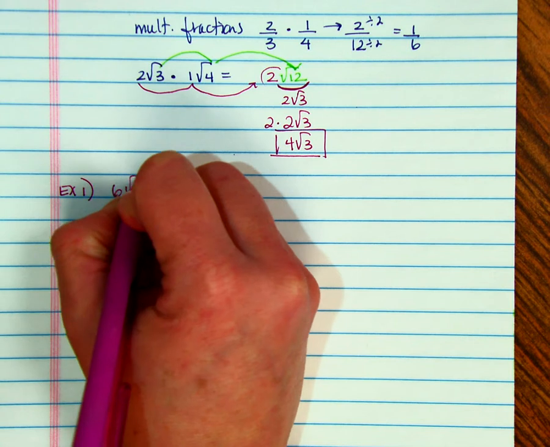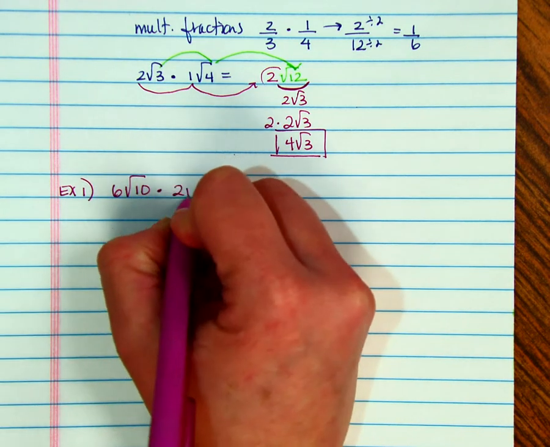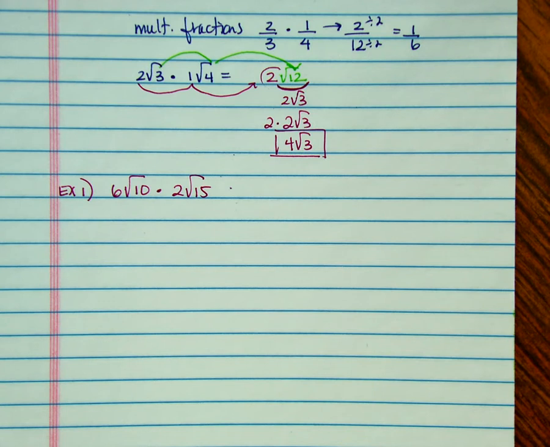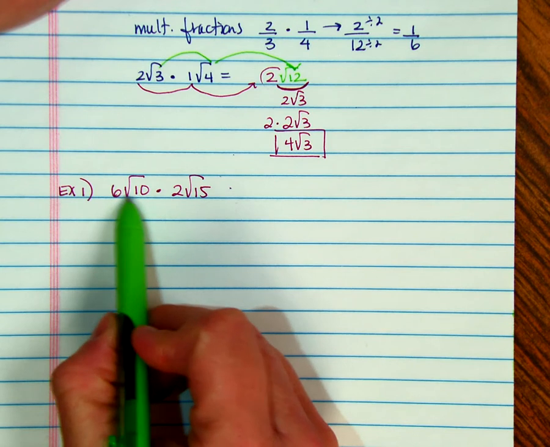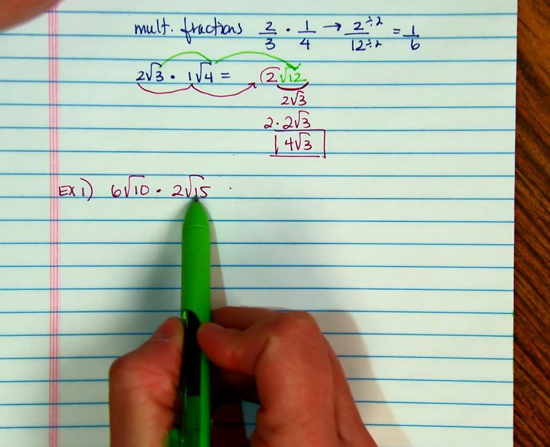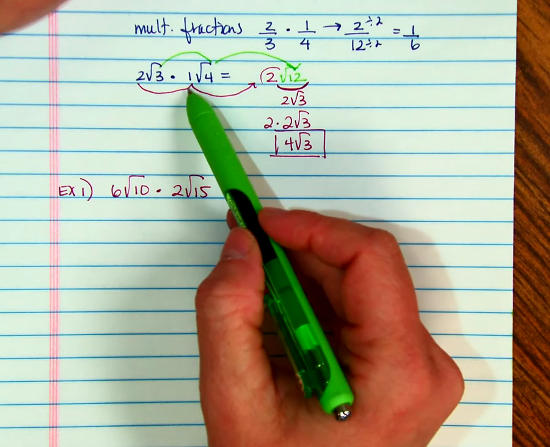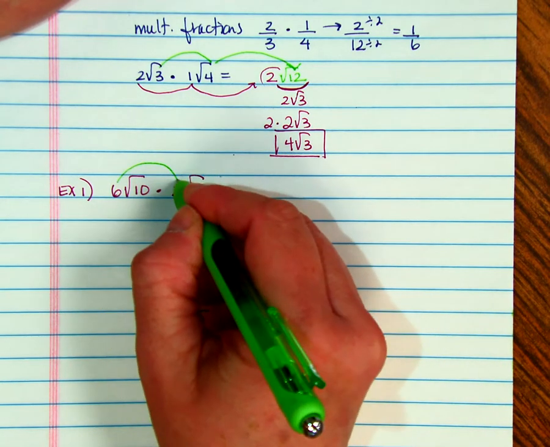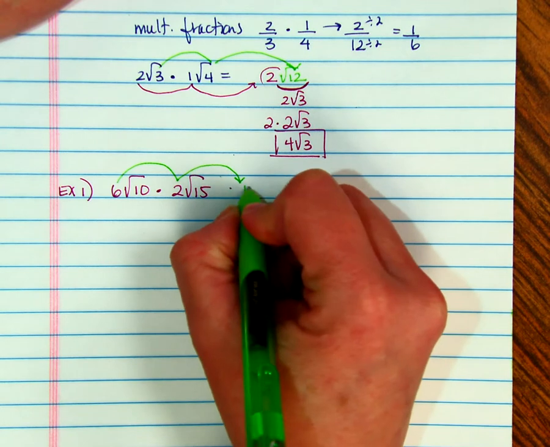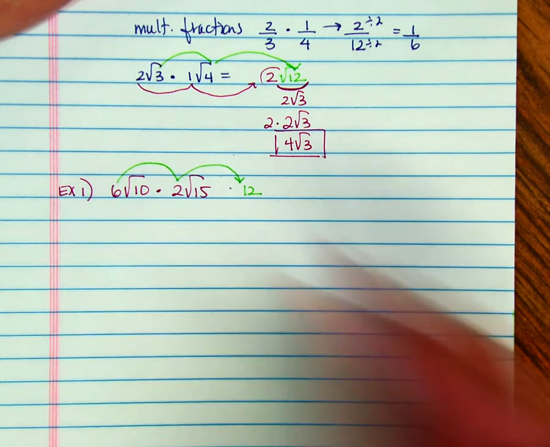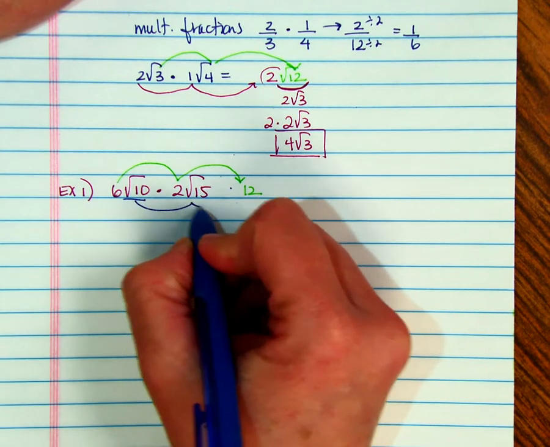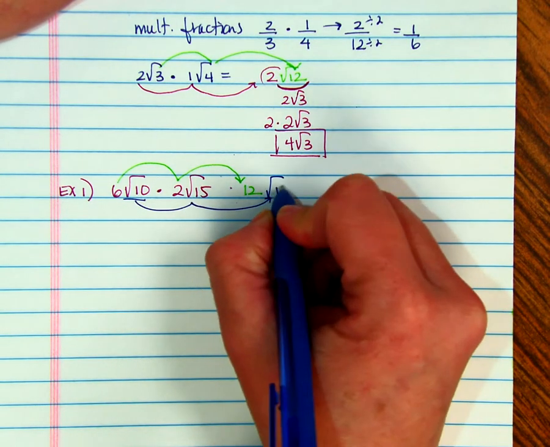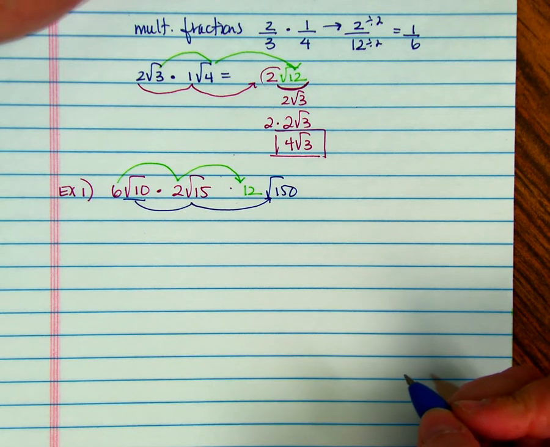Okay, so let's look at example 1. I have 6 radical 10 times 2 radical 15. The nice thing about radicals, much like exponents, is that as long as you're not breaking any math rules, the order of what you do doesn't really matter. So I could simplify this, or I could go with what I just did up here and multiply both numbers on the outside and get 12, and then multiply both numbers under and get the square root of 150. So I have 12 radical 150.